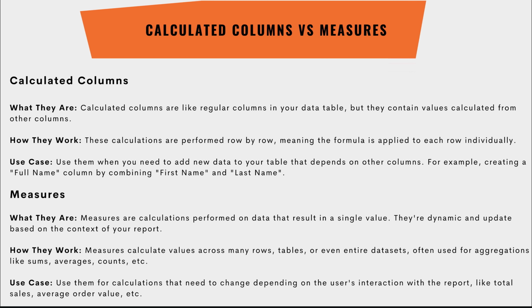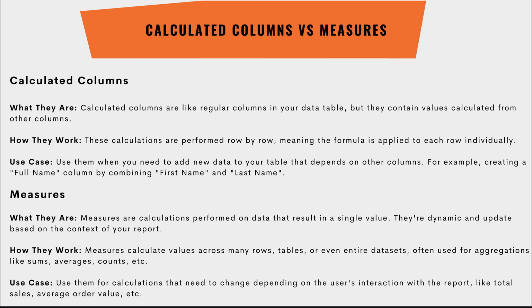Now, calculated column versus measure. This is a very important topic where you should pay your attention. Calculated columns, what are they? Calculated columns are like regular columns in your data table, but they contain values calculated from other columns. For example, let's suppose you have two columns in your data set. One is the quantity, another is the unit price. If you want to get the total price of one particular product, then you have to multiply the unit price by the quantity. That's how you are using a third column over there, which is going to be the total price, where you are applying this calculation. Multiply these two columns, and that is the calculated column.